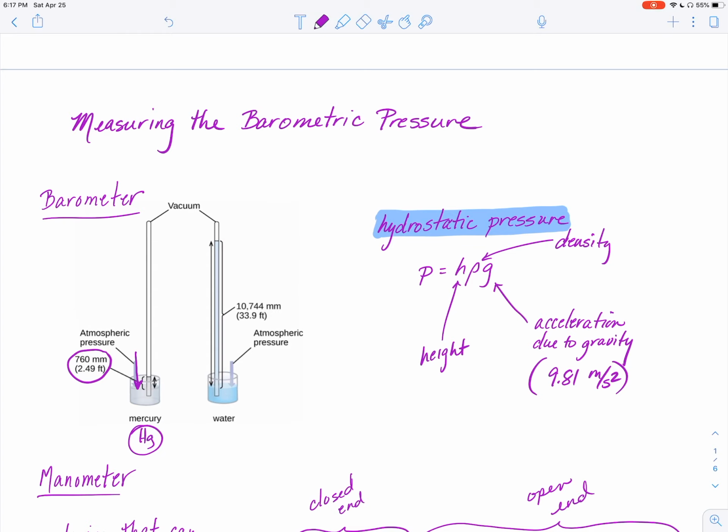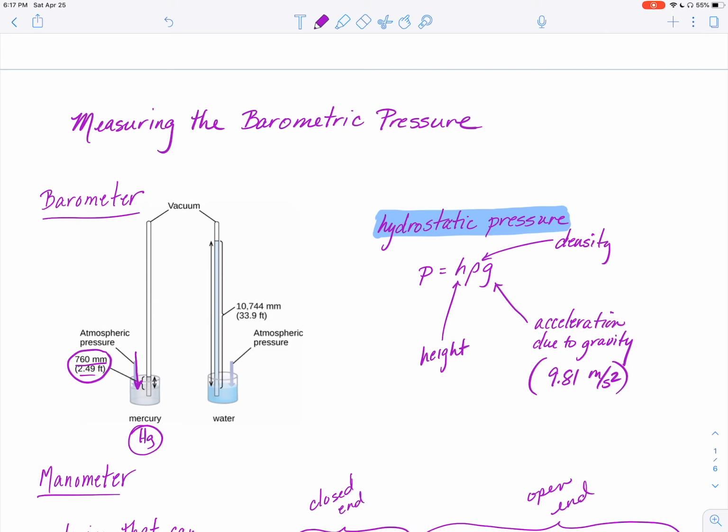the particular height you would get at 1 atmosphere would be the 760 millimeters, or 2.5 feet. So you'd really only have to have a barometer that has a tube about 3 feet long, so that you would have enough space for that mercury to move up and down as the barometric pressure changes.